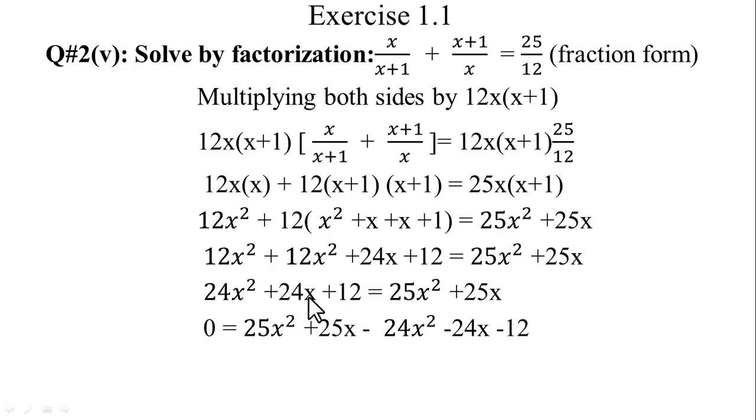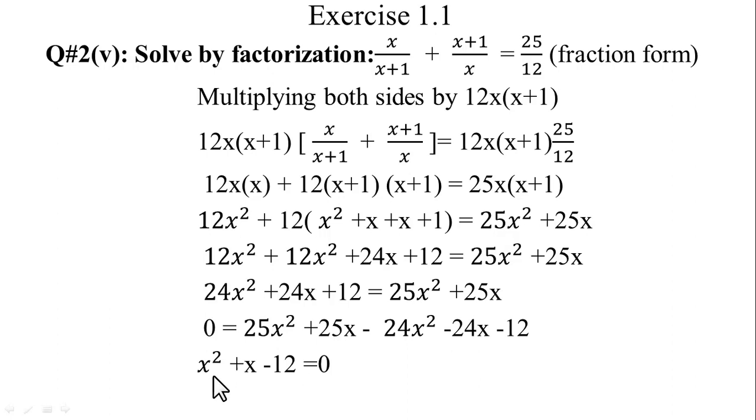These complete values move to the other side, so the sign will be changed. Here 25x square minus 24x square, answer will be x square, and 25x minus 24x, answer will be plus x. Minus 12 is the same, minus 12. So x square plus x minus 12 is equal to 0. Now this is an equation in the form of a quadratic equation. Now we can solve by the factorization method. So we have middle term breaking.